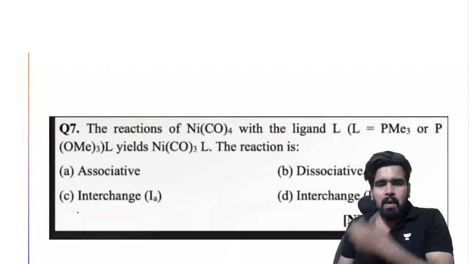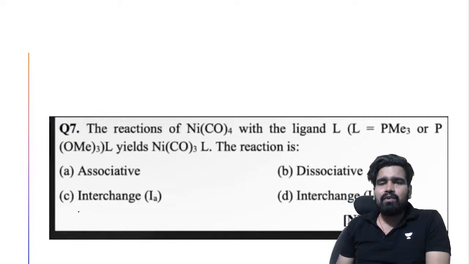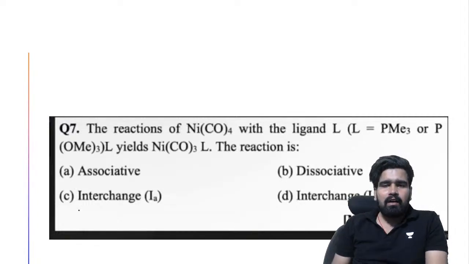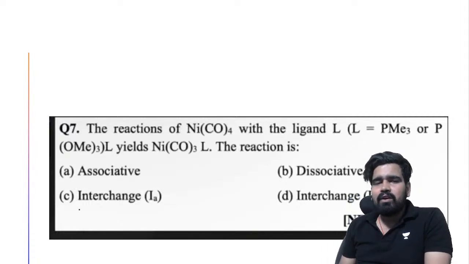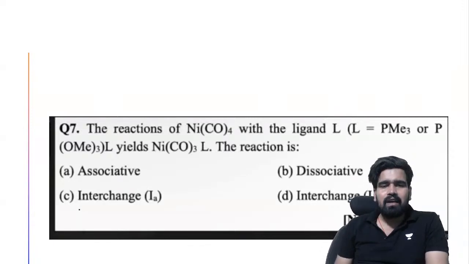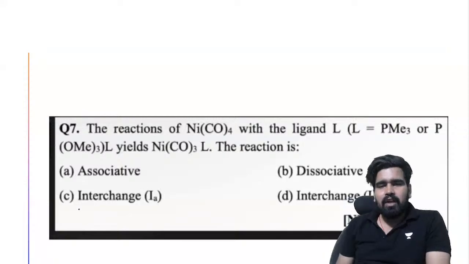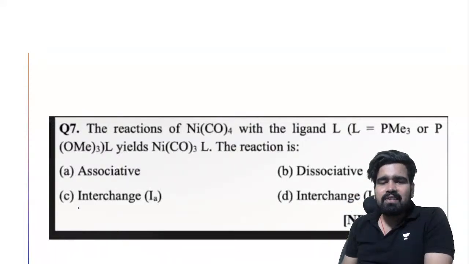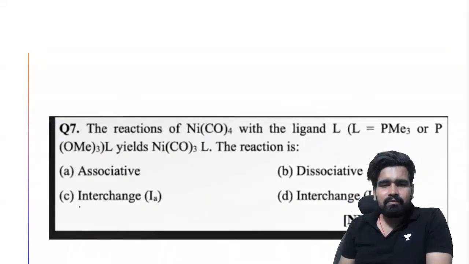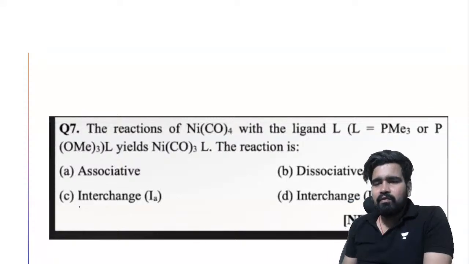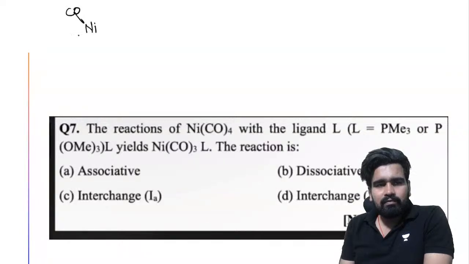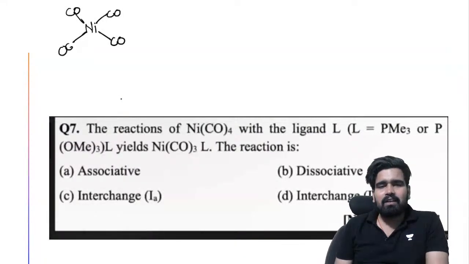Next one. The reaction of Ni(CO)4 with ligand L, with two options, PMe3 or P(OMe)3, yields Ni(CO)3L. You have to tell which kind of mechanism, which kind of reaction, is there: Ni(CO)4 with the ligand L.